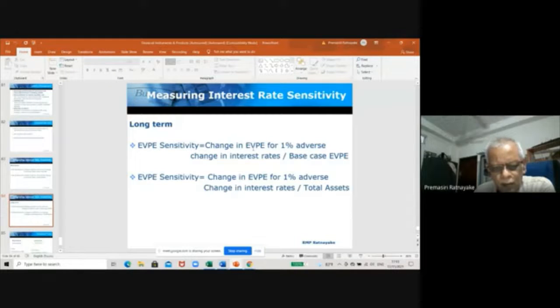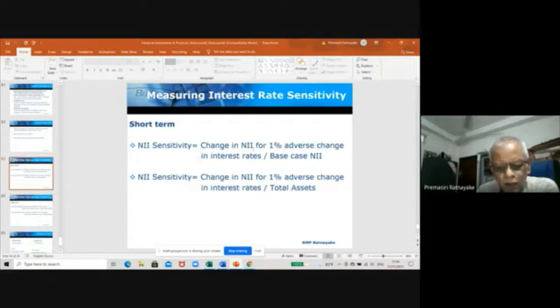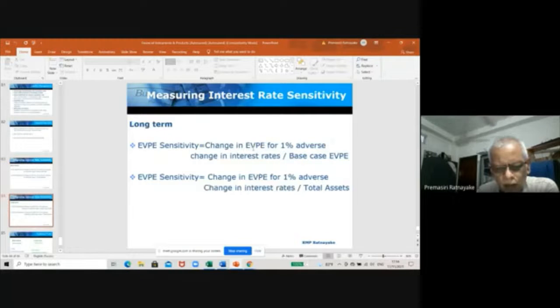Economic value of portfolio equity sensitivity: change in economic value of portfolio equity for 1% adverse change in interest rates divided by base case economic value of portfolio equity. Next method: economic value of portfolio equity sensitivity is equal to change in economic value of portfolio equity for 1% adverse change in interest rates divided by total assets. You can see these measurements in the final accounts of the banks or finance companies if you have the time to go through them.